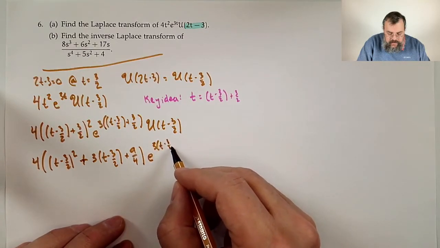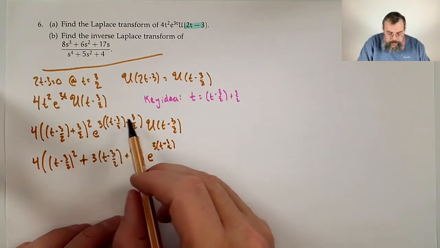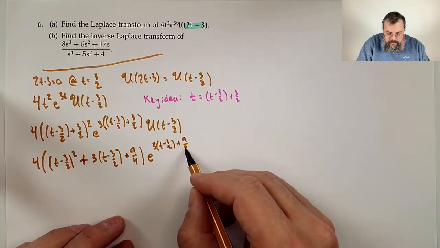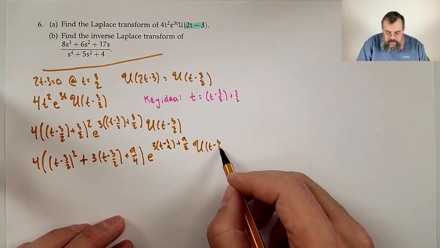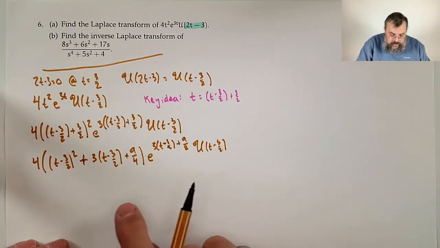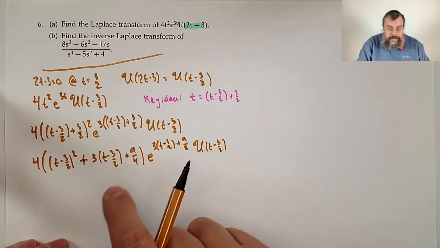Now here, if we multiply the 3 through, that's e to the power, or 3 times t minus 3/2. And times what? Well, 3 times 3/2 is 9/2. Okay, so 9/2. And then we have our u of t minus 3/2. Okay, so let's put the 4 in. 4 times 9/4, that's pretty nice.